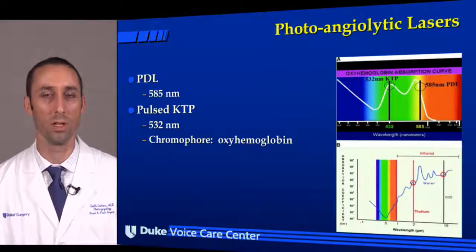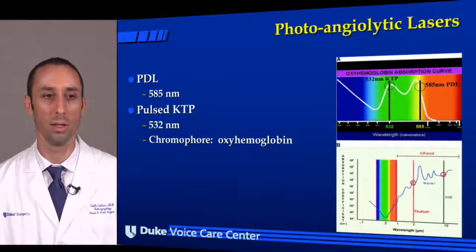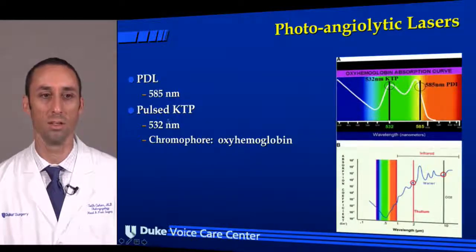Well, I talked about the CO2 laser, and there are fiber-based ways of administering the CO2 laser in the office. But these lesions work very well with what we call photoangiolytic lasers. Well, what are we talking about? There's the pulse dye laser, which has a wavelength of 585 nanometers. Most people, and myself as well, now are using the pulse KTP laser, which has a wavelength of 532 nanometers.